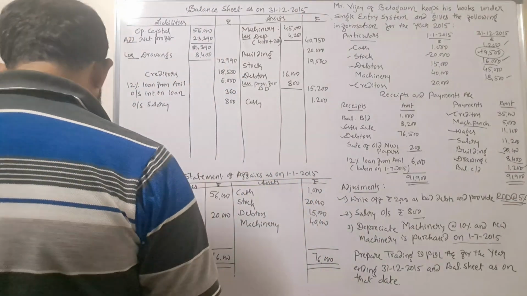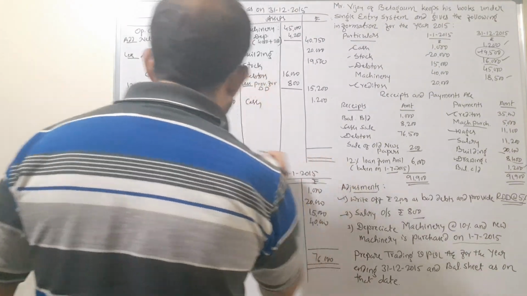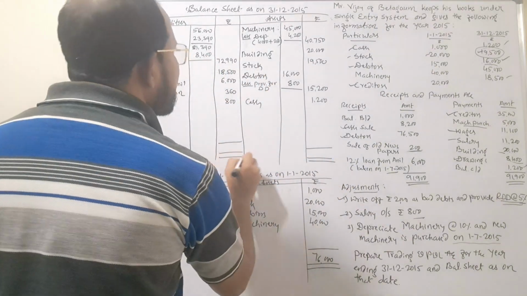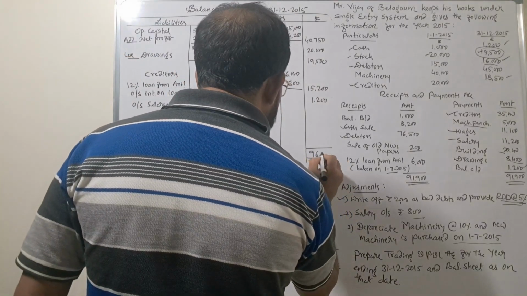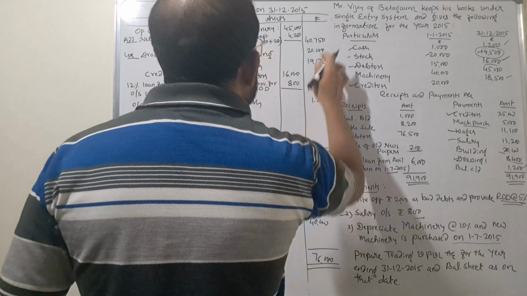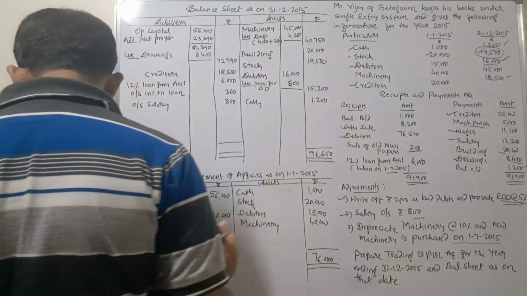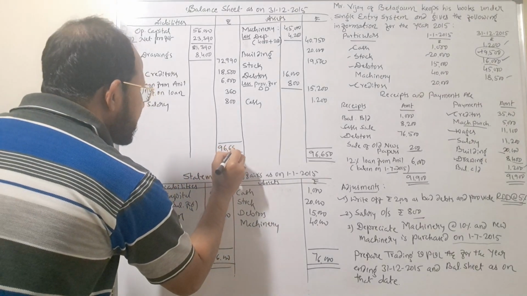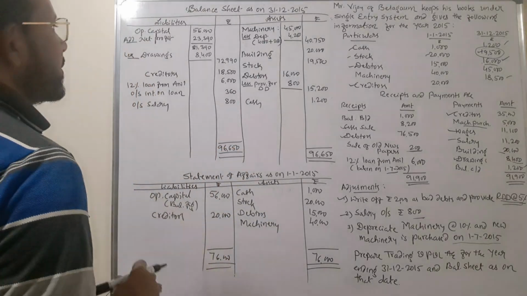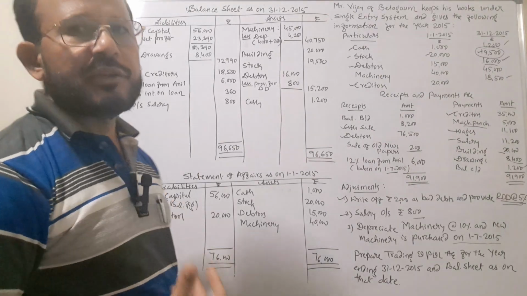Closing stock is already shown. Now we have to make the total of both the sides. It comes to rupees 96,650. Here it comes to 96,650. To check this one, this is the way how we have to prepare the balance sheet.